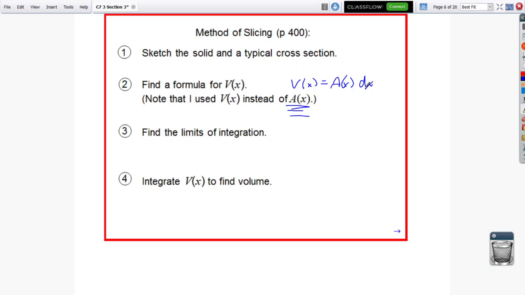Find the limits of integration. Sometimes they're going to be given to you. Sometimes you have to find them by finding intersections of different features in the plane, in the Cartesian plane, sorry.